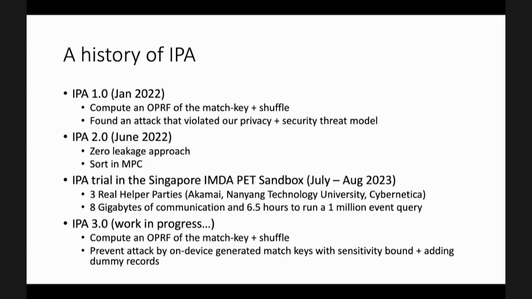So by June of that year, we came up with a new approach that had zero leakage. There was no side channel information leaking out of the system because we did everything in MPC, including sorting all of the events. Now that's a pretty expensive thing to sort, potentially 200 billion events. And sorting is an n log n sort of thing. So that's where our current bottleneck is.